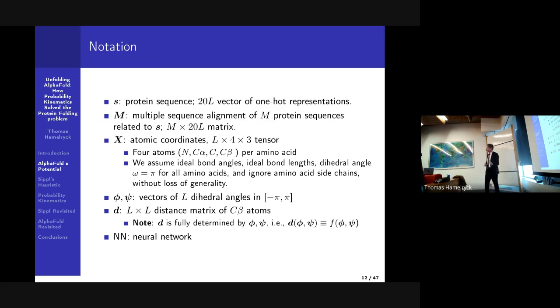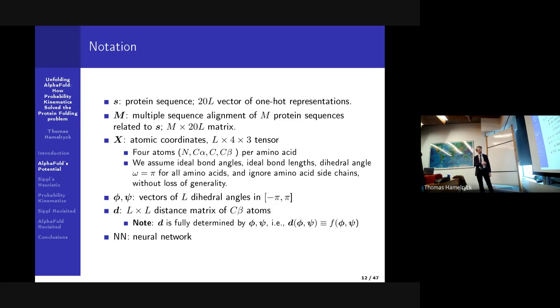There are a lot of details that we are ignoring here. We assume ideal bond angles, ideal bond lengths. We assume that another dihedral angle is always equal to 180 degrees. We ignore the side chain atoms, and we can do all of that without loss of generality, just to keep the story simple. Then we have the phi and psi. These are vectors of dihedral angles. So these are angles that describe protein structure, and I will explain immediately what that means.